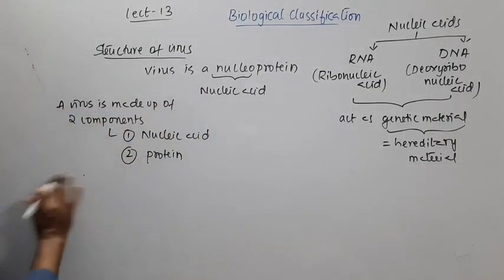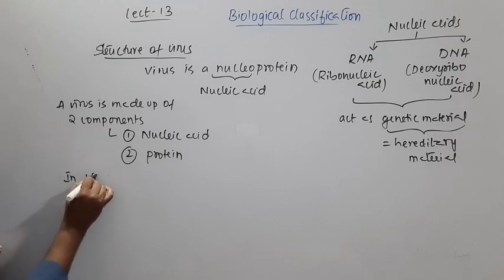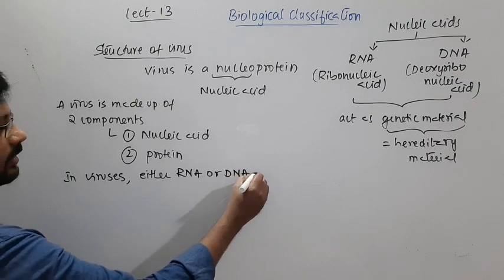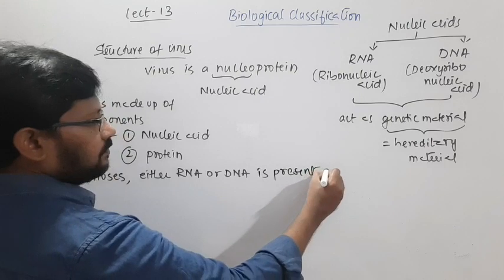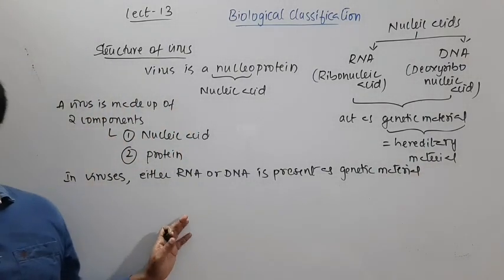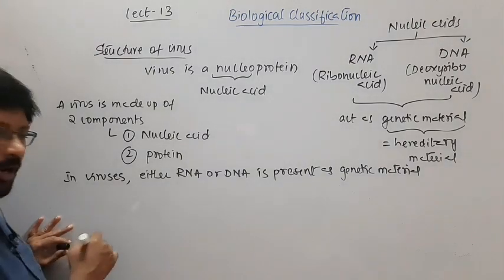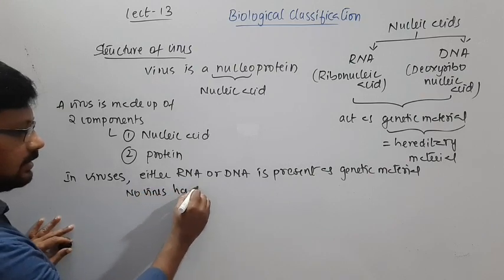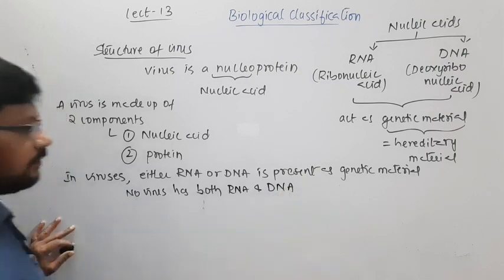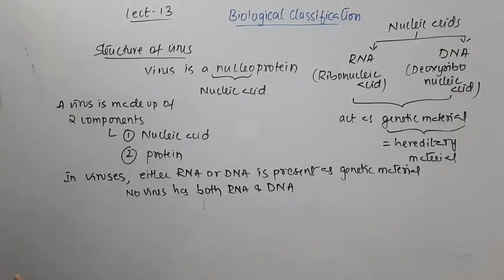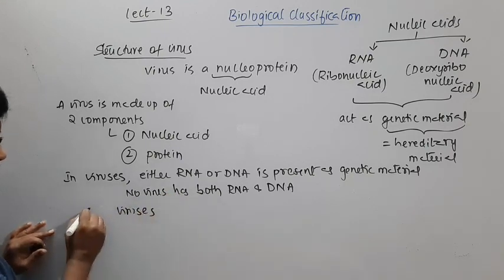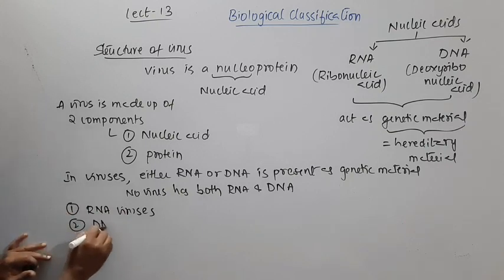Now here in case of viruses, either RNA or DNA is present as genetic material. So here in viruses, either RNA or DNA is present as genetic material. And one important point here is no virus has both. Okay, so no virus has both RNA and DNA, right? So it will have either RNA or DNA. So because of this, we have classified the viruses into RNA viruses and then DNA viruses.